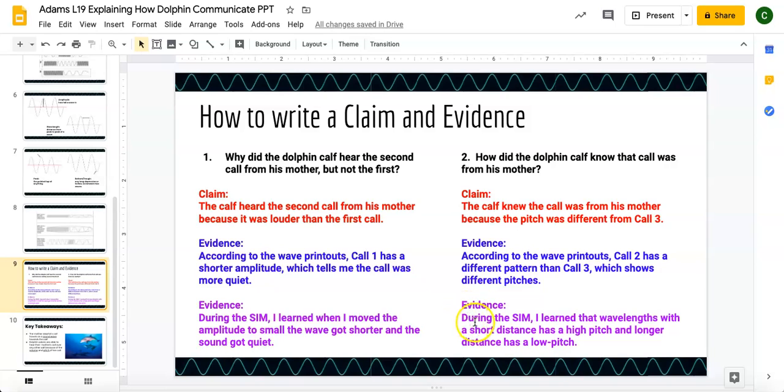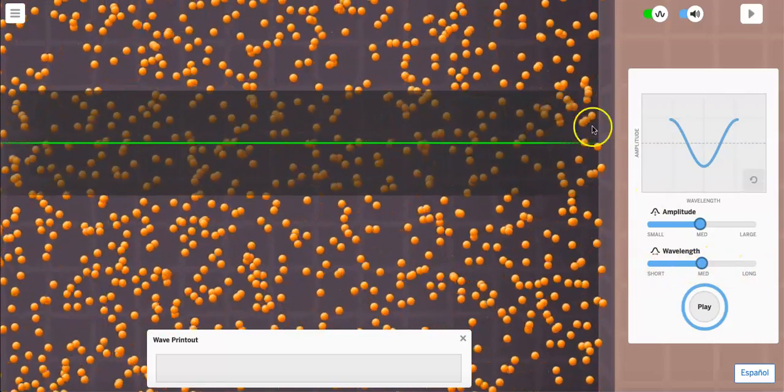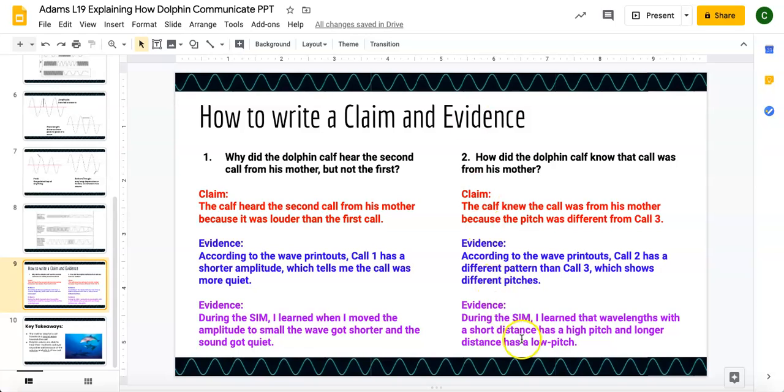In my second piece of evidence, I'm going again to the simulation, because we learned a lot from the simulation. Had we completed the simulation, you again would have learned a lot about amplitude, a lot about wavelength, from volume to pitch. So during the sim, I learned that wavelengths with a short distance have a high pitch and a longer distance has a low pitch. So when we went from short to long, we were able to hear the different sounds in those pitches.